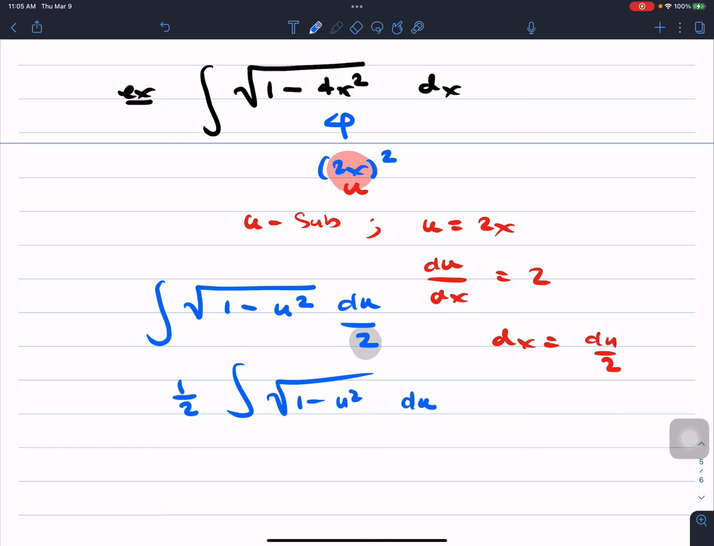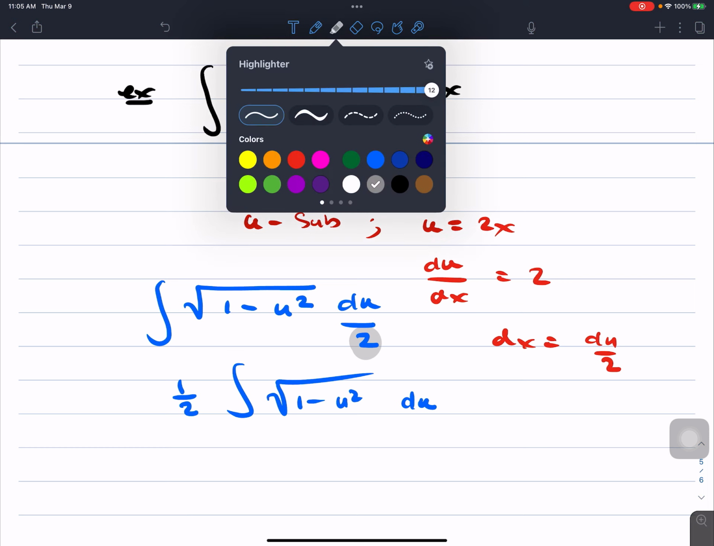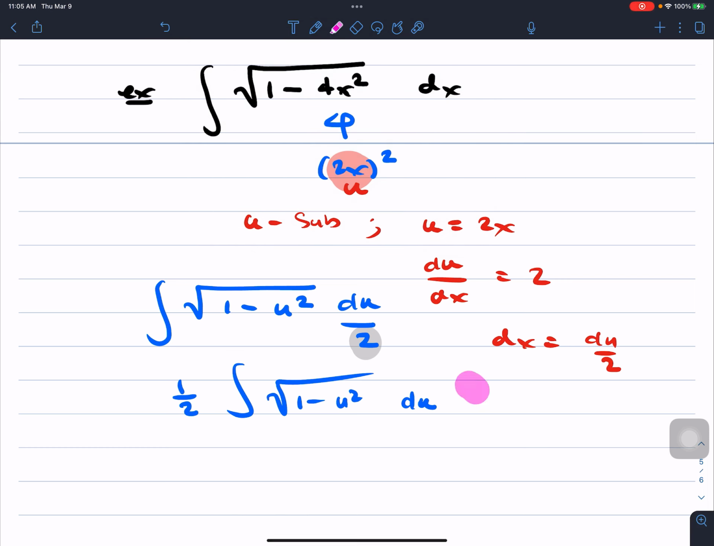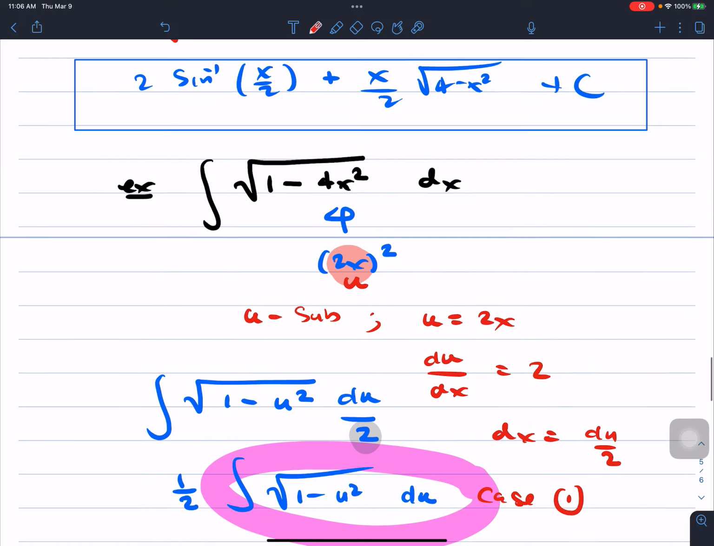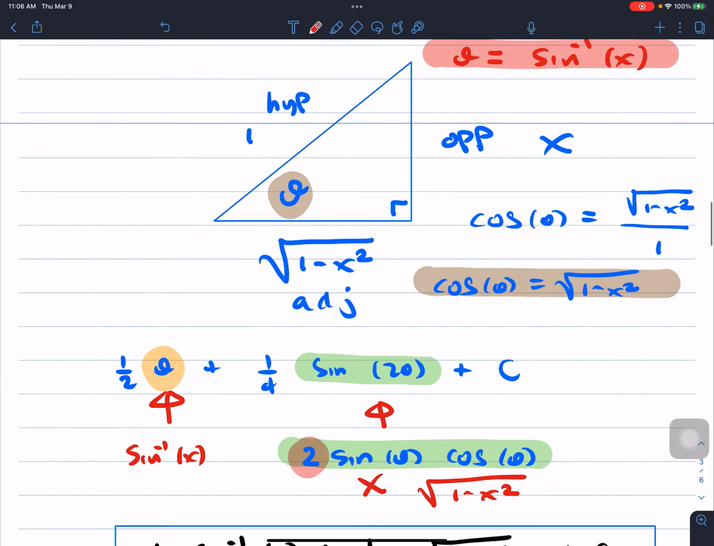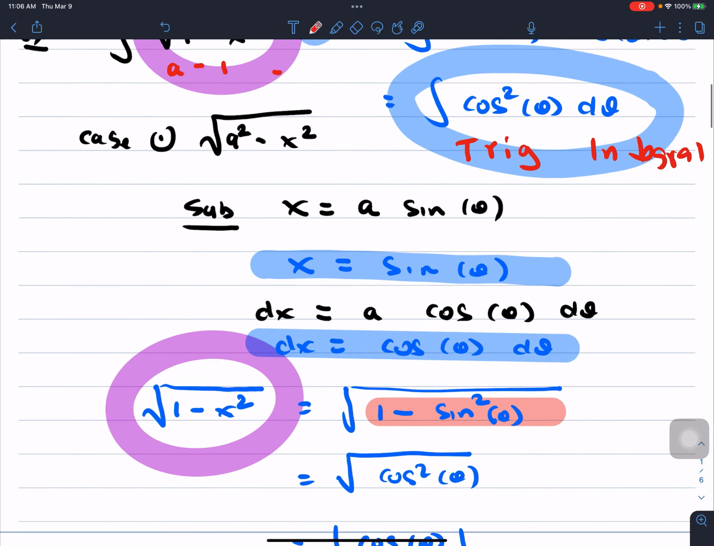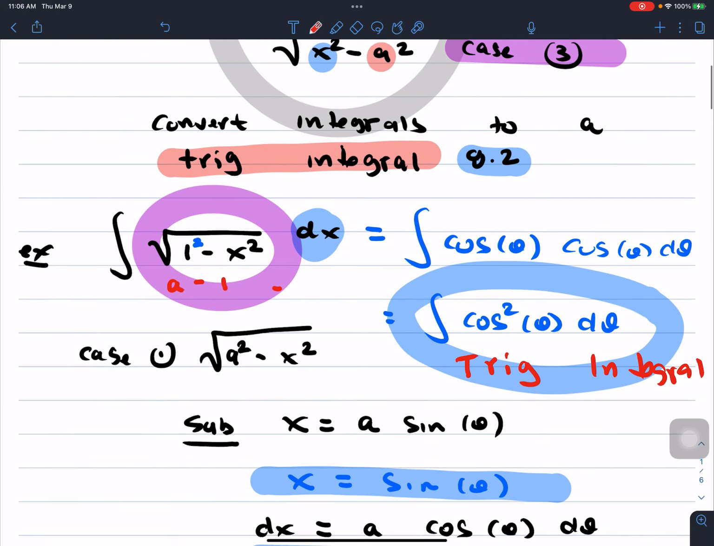So I make the claim now. I don't know what color to use. Let's use pink. What do you guys want to do with this? Now this is a case what? Case 1. See what I mean by that? Nice case 1 there. So you go, what do I do with case 1 here?